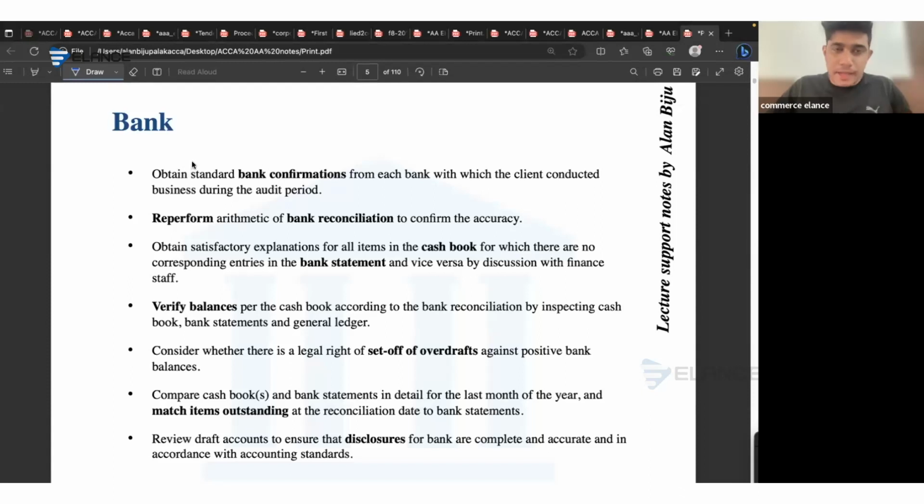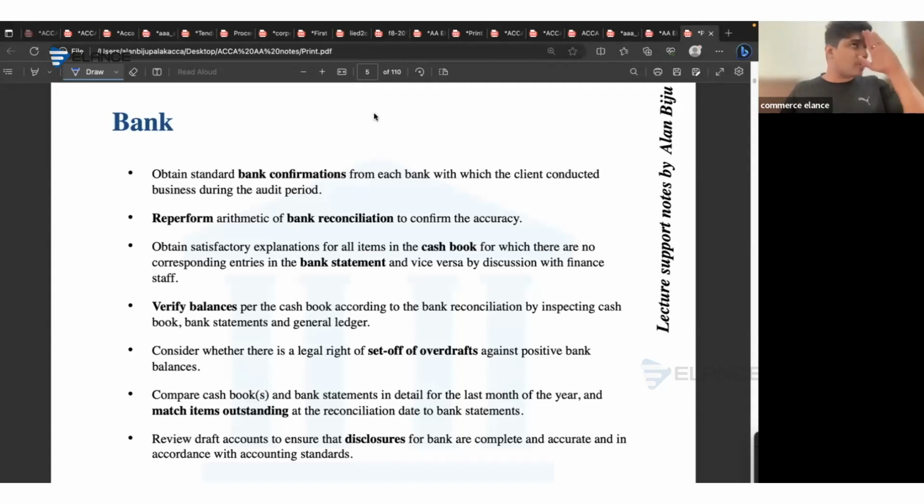Then you need to think about the bank. The bank can be asked as a direct question, or it can be based on a scenario as well. Bank is one of the common areas which usually appears in almost all exams, so it's important to learn this. The examiner might ask you to write the substantive procedures in relation to the bank balance, or to confirm the client company's bank balance. If it is a direct question, you can write these points directly. Or sometimes the examiner provides a scenario and asks you to write substantive procedures in relation to the bank.